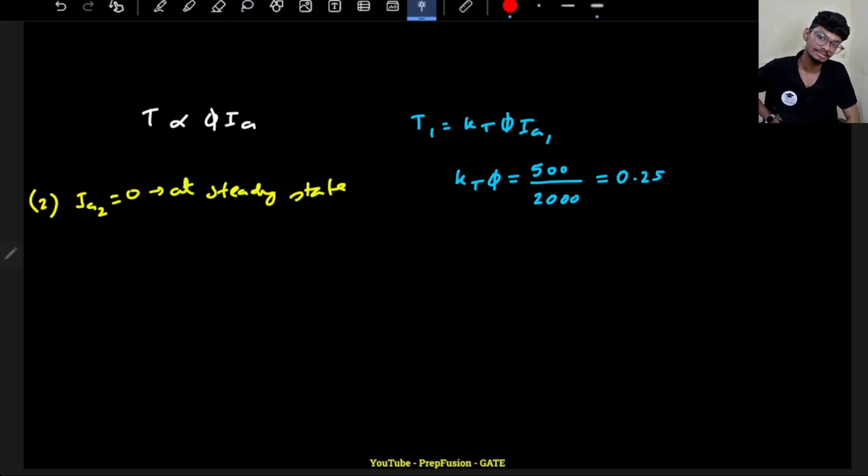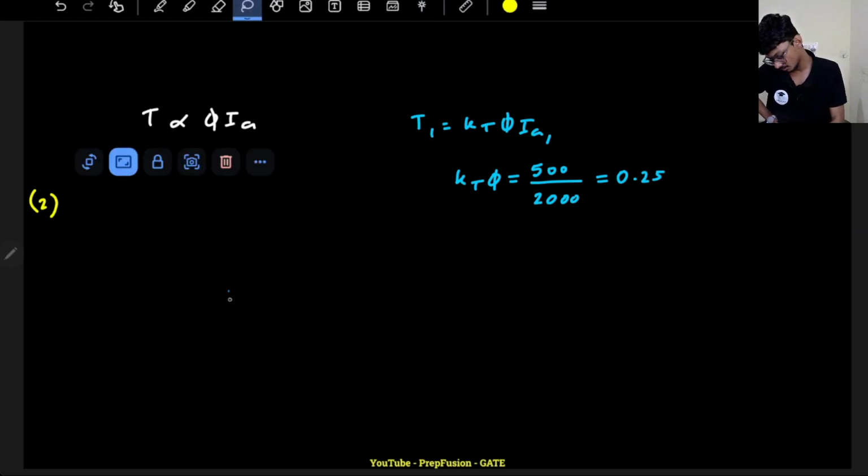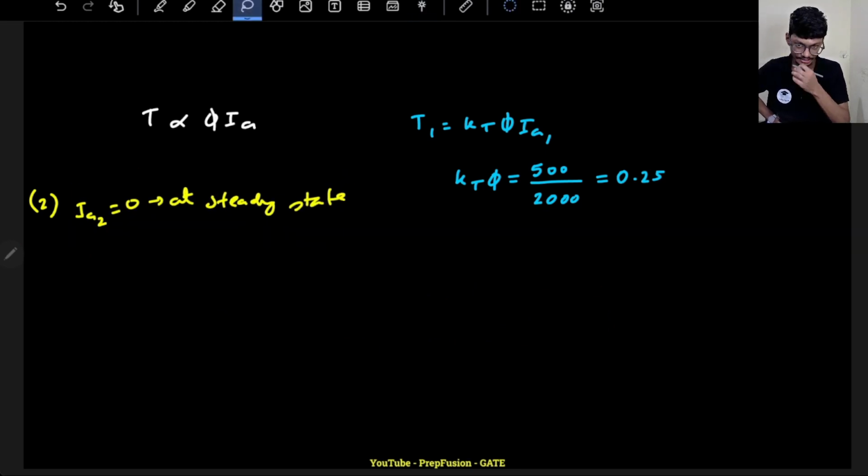That basically means it is operating in no load, just like a generator. If there is no load connected to the generator, there is no load current, IL equals 0. Same thing: if the motor is not loaded, that means the armature current is 0.